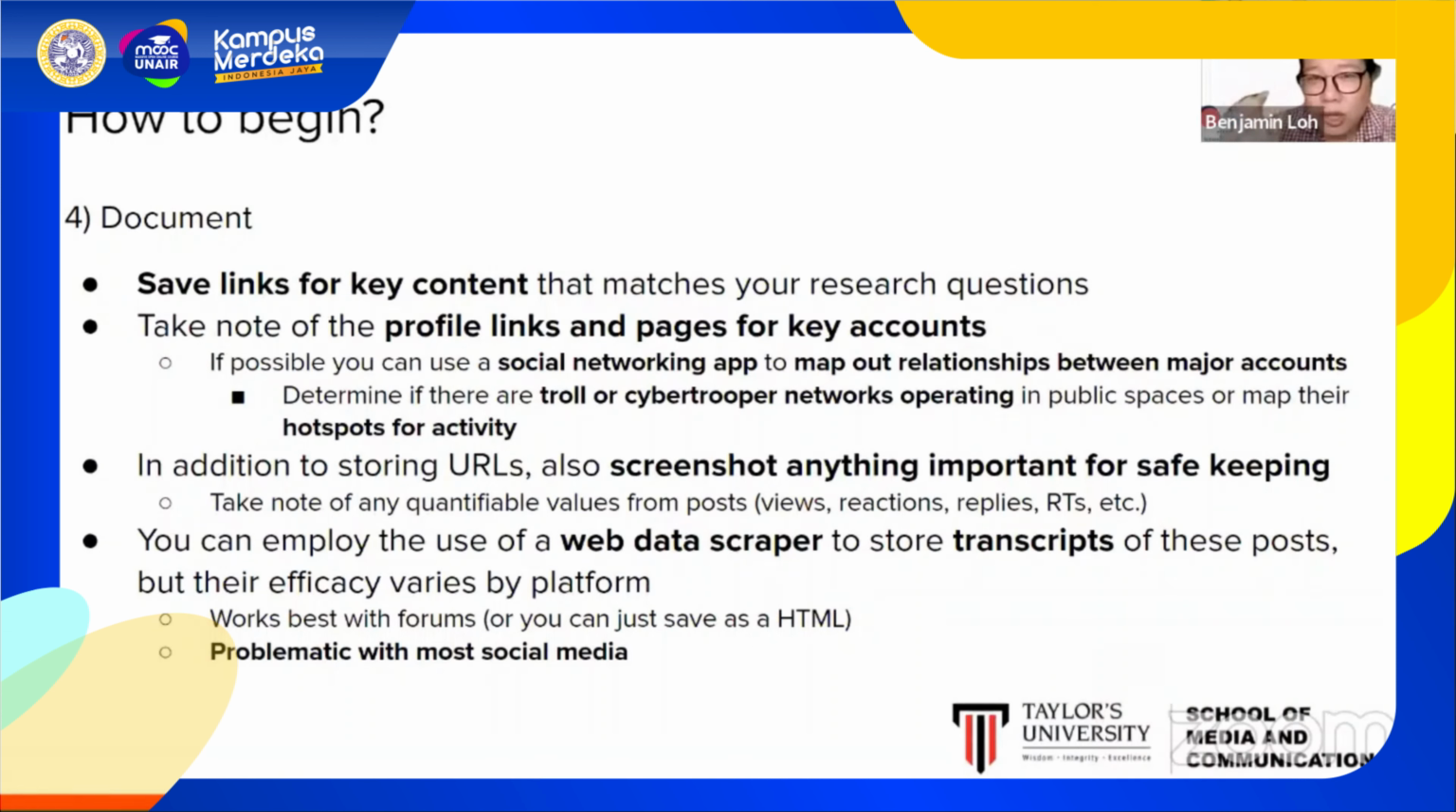On top of storing the URL links, you should also try to screenshot anything that you're using for safekeeping, because you never know, especially with social media where people can delete their posts anytime. Make sure that you always have a copy that you can use. You should also take note of any quantifiable contents, from the number of views to the number of reactions and replies. That's especially important because the value will be the value at the time you take it. If I see the number of views today and I look at it 2 months later, it's probably going to be different. So it's very important that you document these things with screenshots.